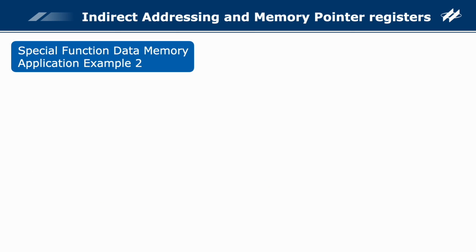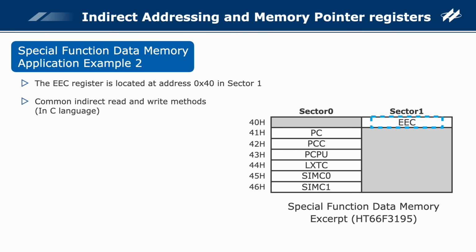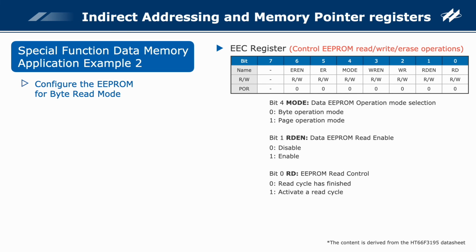Let's learn about the special function data memory application example 2. Configure the EEC register, which is located at address hex 40 in sector 1. The configuration is commonly done using indirect read and write methods. Taking the HT66F3195 as an example, configure the EEPROM memory for read operation by using the indirect read and write method.